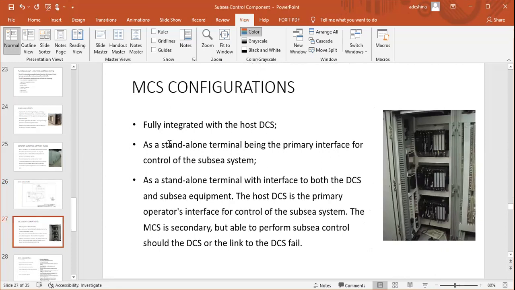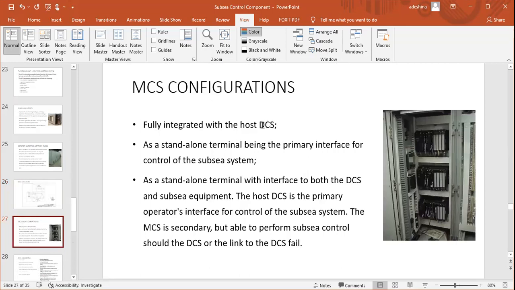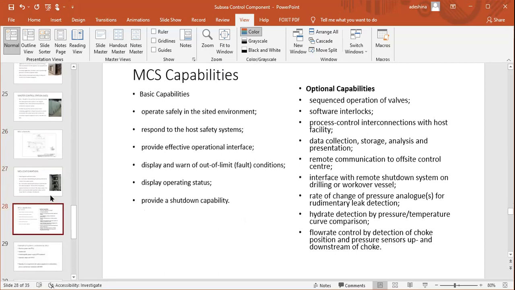So, MCS configuration: fully integrated to the host direct control system, such as a standalone terminal being the primary interface for control, and a standalone terminal with interface to both the direct control system and the subsea control system. The host DCS is the primary, while the MCS is the secondary. If you look here, for example, we have the control room and the MCS cabinet. One can serve as primary, the other will serve as redundant. That is what this slide is telling us. You can read all that by yourself when you get the notes. There are no big issues to it.